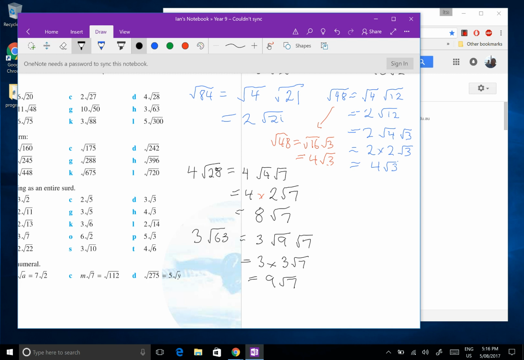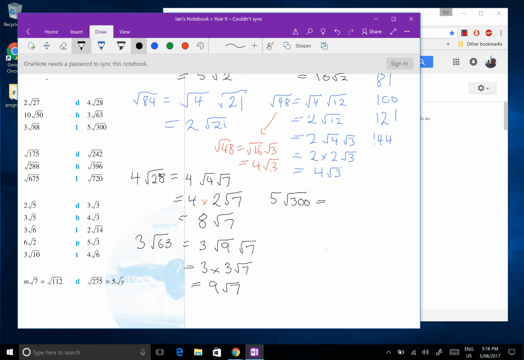And the last one, 5 root 300. Love it when we get 100 because we can just take the 100 out and we'll get root 3. That will give us 5. The square root of 100 is 10. Root 3. 5 times 10, 50 root 3. And remember, you can check on your calculator, even though I'm checking with the solutions here. You can type in 5 root 300 and you can type in 50 root 3 and see if you get the same answer.